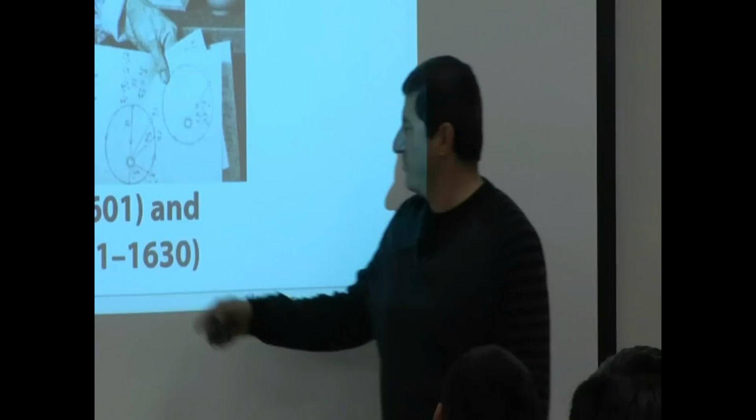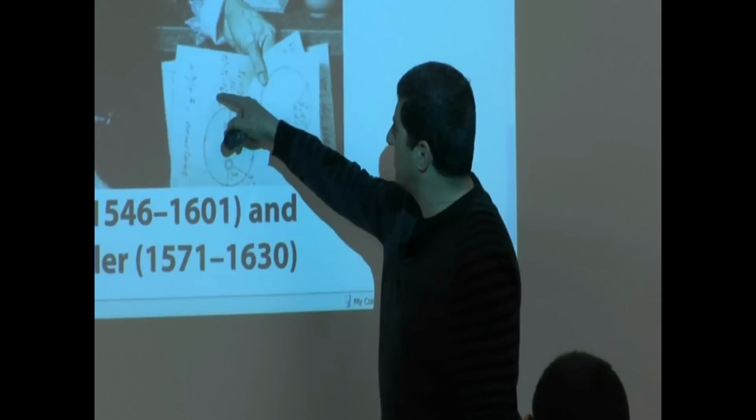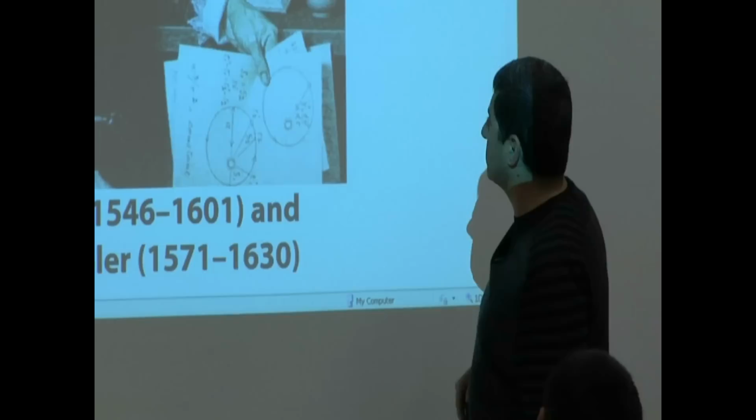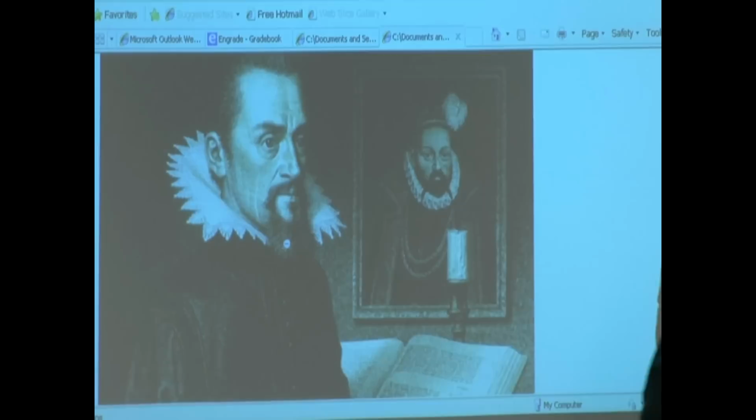So he's working on his equations here. We're about to learn his third law and equations of ellipses and stuff. And the guy in the picture, Tycho Brahe, the painting. So that's a fake nose right there.